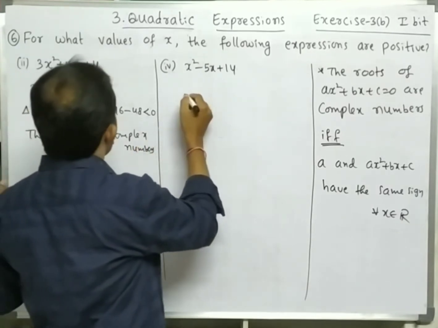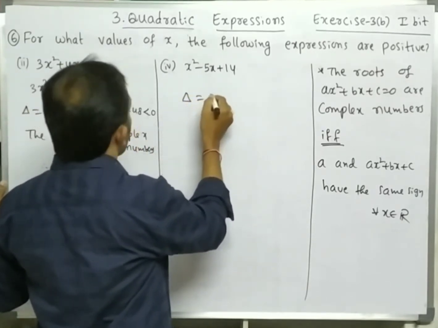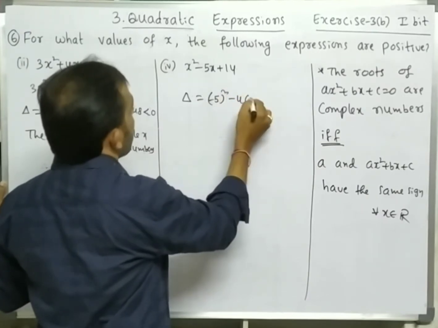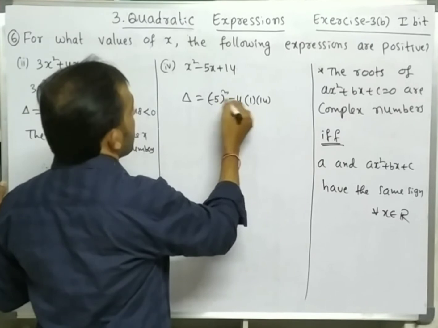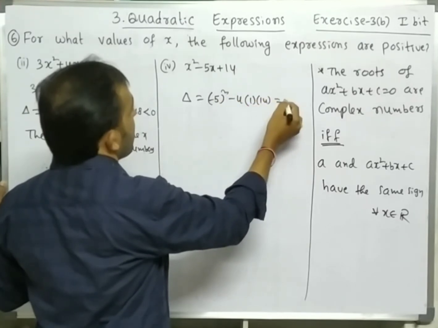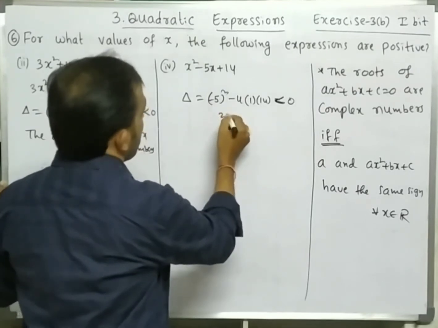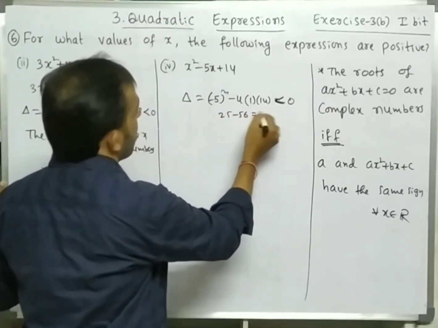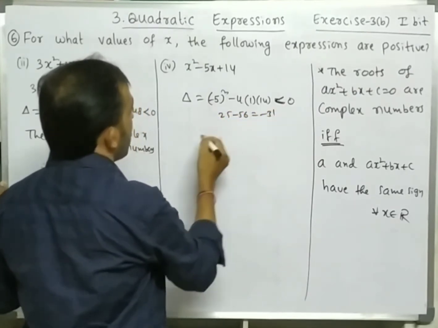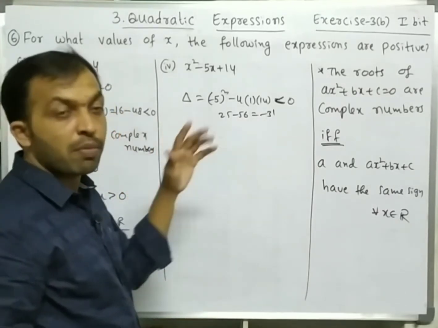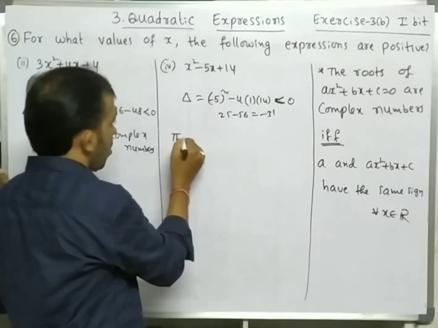In this case also, delta is equal to b square minus 4ac, 5 square minus 4 into 1 into 14, that is 25 minus 56, we will get negative only. Okay, so that is 25 minus 56, which is minus 31, negative. So as discriminant is negative, the roots are complex numbers.